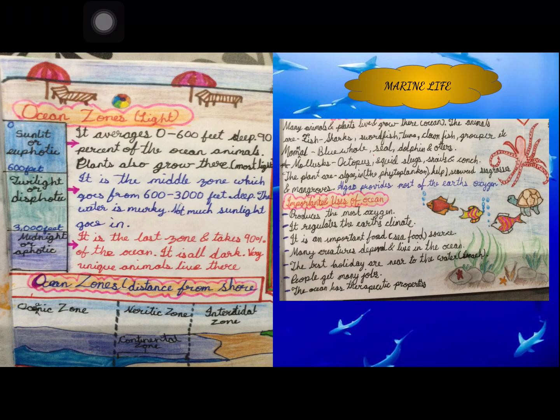The ocean gives us many things. Some of the things are: it regulates the Earth's climate. It is an important food source, for example seafood, and it produces most of the oxygen. Many creatures depend on and live in the ocean, and the best holiday places are near the water and the beach. And people get many jobs in ships, cruises, lifeguarding, etc. And the ocean has therapeutic properties which help in medication.